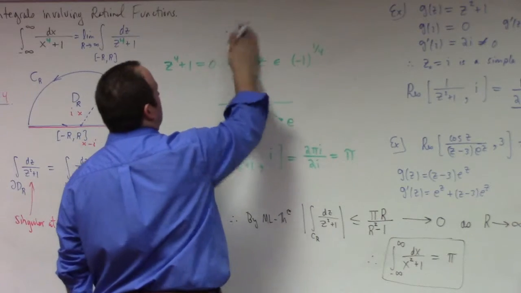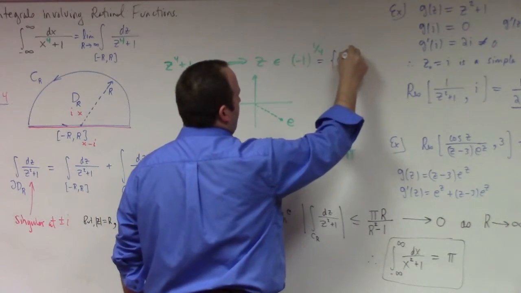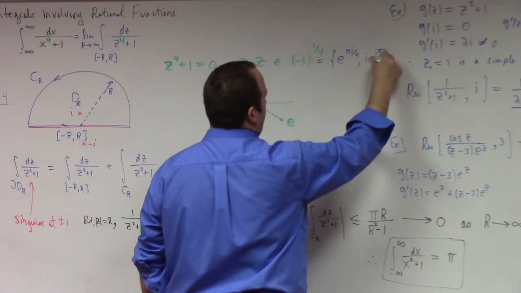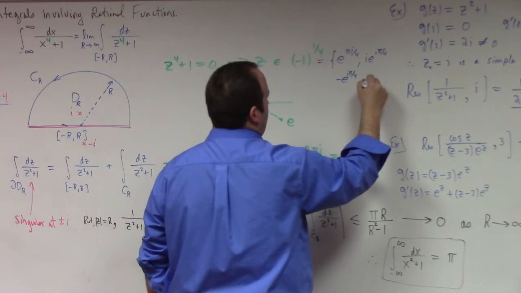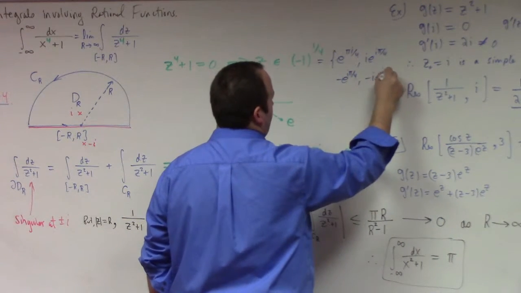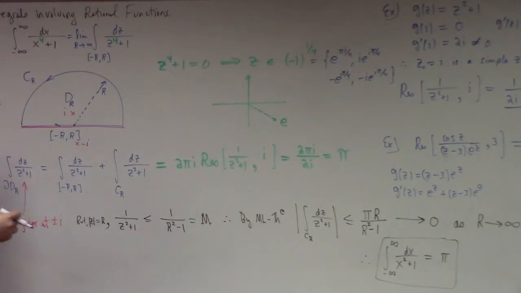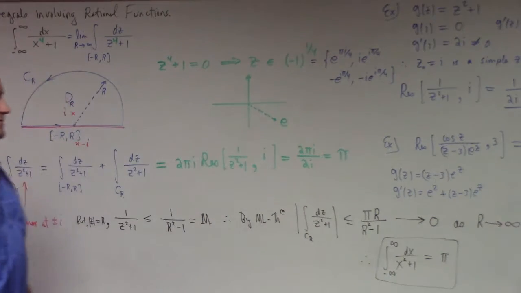The point is, this is e to the pi i over 4, i e to the i pi over 4, minus e to the i pi over 4, and then minus i e to the i pi over 4. Those are the fourth roots of minus 1. This is easily verified: if you take this and raise it to the fourth power, you get e to the pi i, which is minus 1.